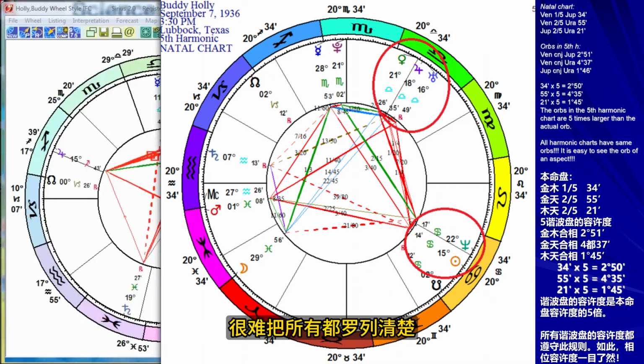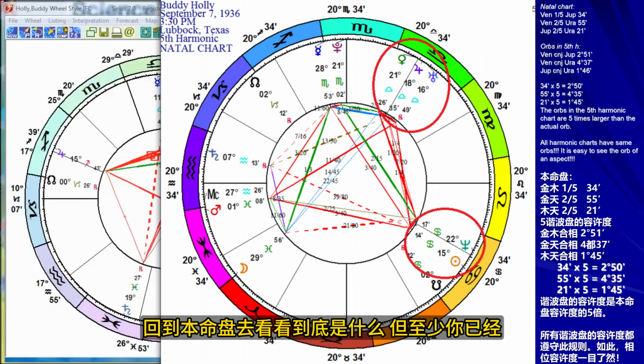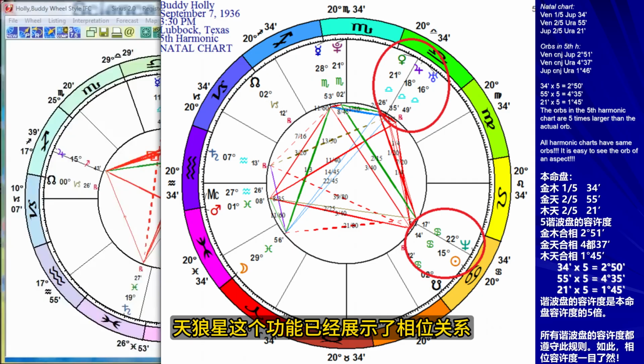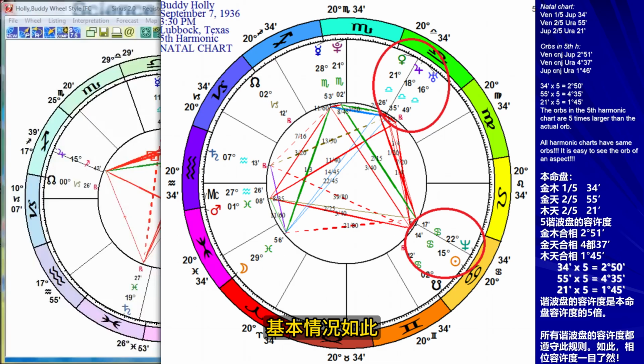It's hard to fit all these fractions in here all the time, and so sometimes you may have to go back to the natal chart to see what is what, but at least you have some idea that there's 2/5 and 1/5 going on here. All three are crowded together, so it's difficult to draw it precisely. But anyway, you've got ideas of what the aspects are right here with a feature in the Sirius software that shows that to you.